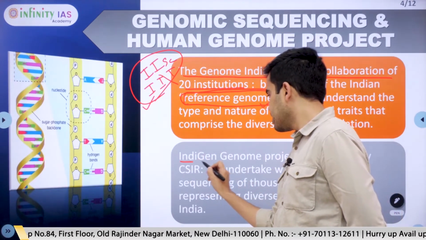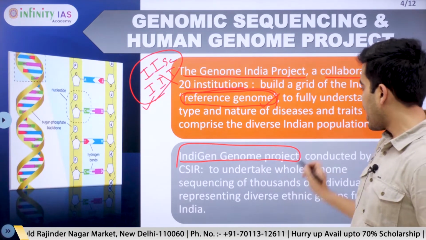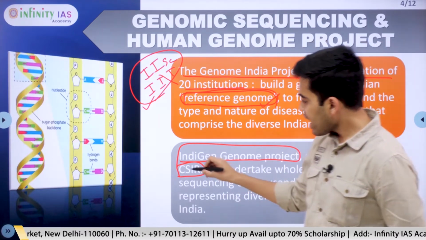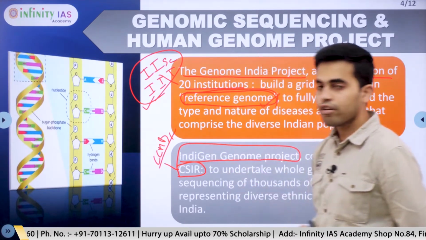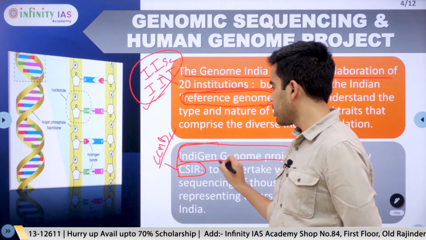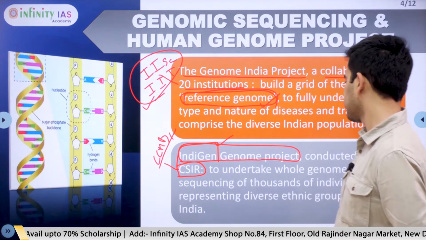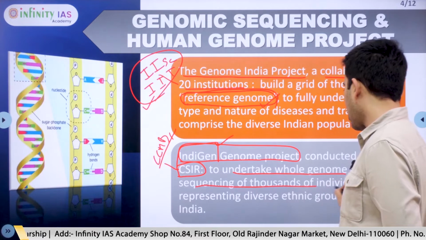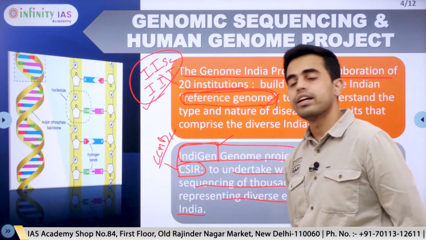Next comes the IndiGen genome project. This is the recent one, and this is conducted by CSIR as well as CCMB Hyderabad. This is the Centre for Cellular and Molecular Biology in Hyderabad. So these are the institutes involved in the IndiGen project. And what is the aim of this project? The aim is to undertake whole genome sequencing of thousands of individuals representing different ethnic groups of India.